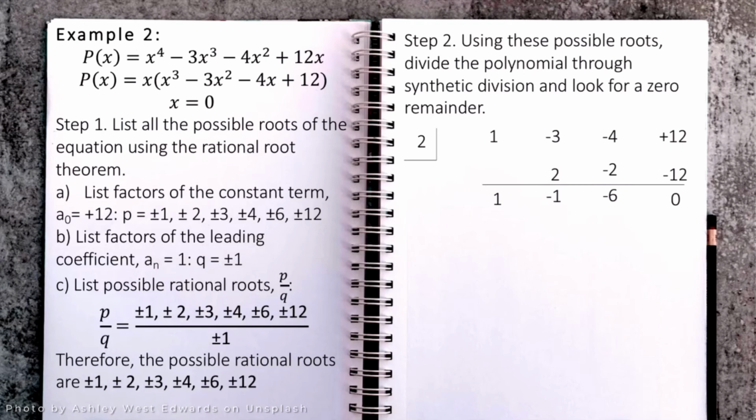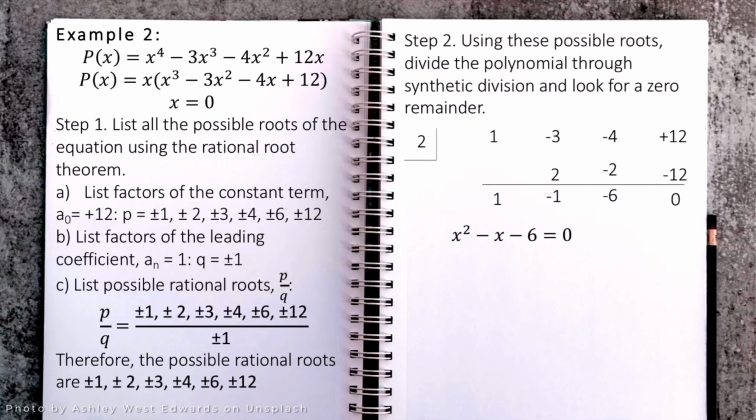Since we have 2, we are looking for the last 2 of our zeros. Now, the quotient of our synthetic division is a quadratic polynomial. Therefore, we can use factoring or the quadratic formula to solve for the other 2 roots. Then, I can write this quotient as x squared minus x minus 6 is equal to 0.